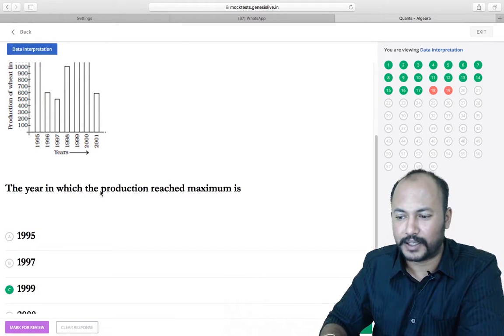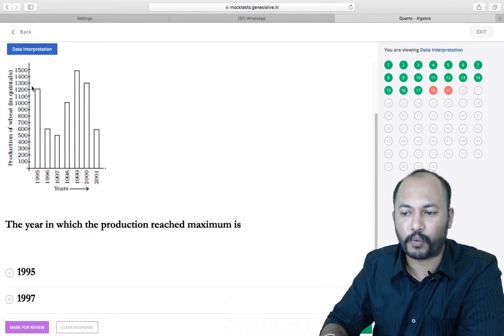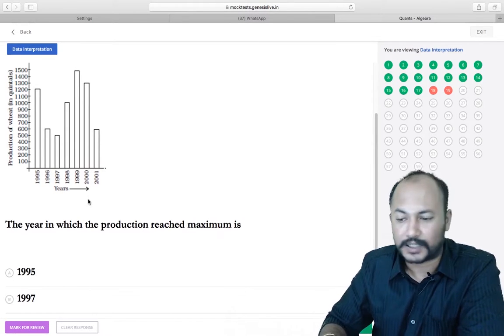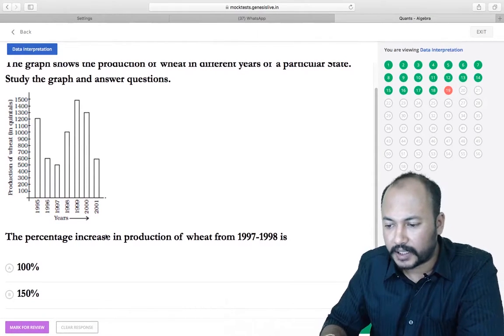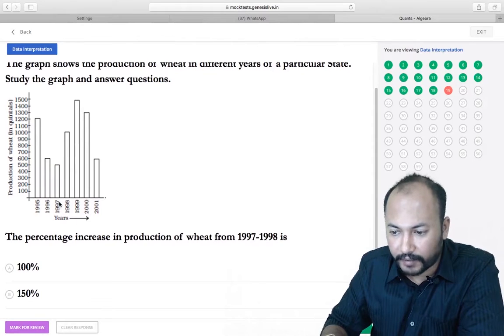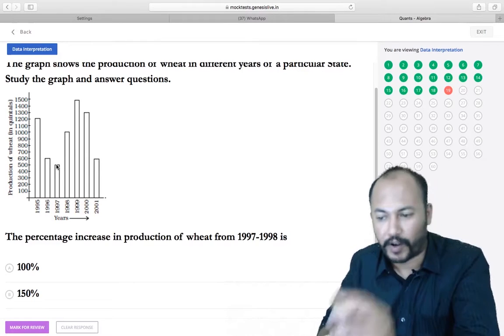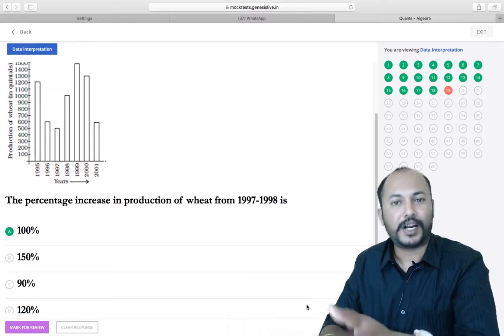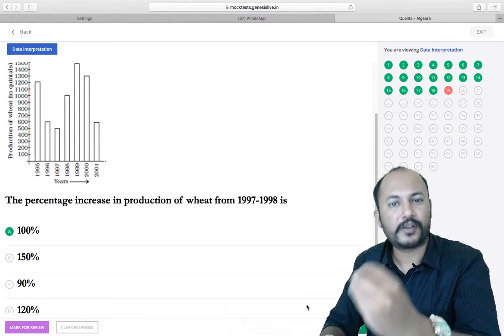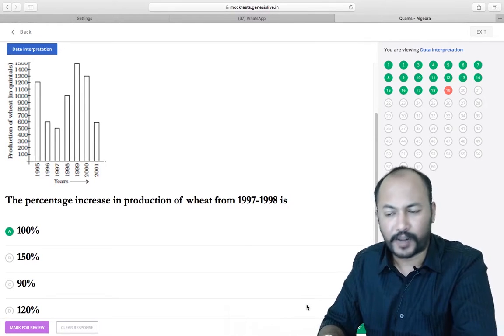Very simple. Year in which production reached maximum. What they're showing is production, the maximum is this, and the year is 1999. That's all. Next question. The percentage increase in the production of wheat from 97 to 98. In 97 it was 500, in 98 it is 1000. Production increases 100%, 500 plus 500. Answer is option A without touching the pen. If you get questions like this, you have to consider yourself lucky. Very easy, very simple questions.